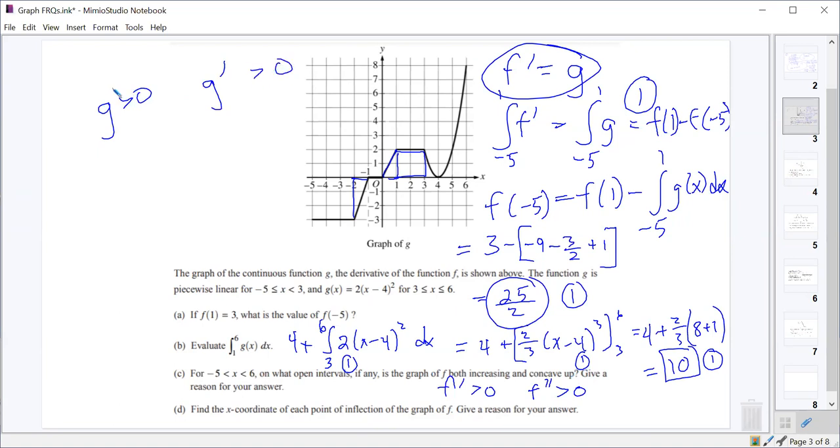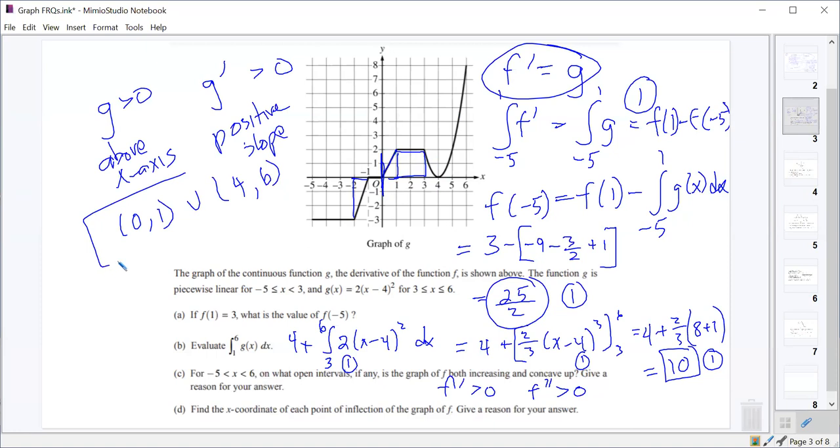And so this is saying that g is above the x-axis, and this is saying that it has a positive slope. So g is only above the x-axis from 0 to 6, except for at 4 where it's on the x-axis. And then it has a positive slope from 0 to 1, and from 4 to 6. But from 1 to 3, the slope is 0, and from 3 to 4, the slope is negative. So those are the places where f is increasing and concave up. And that was worth 2 points, one for having the correct intervals and one for some reasoning. So really all of that right there is the 2 points.